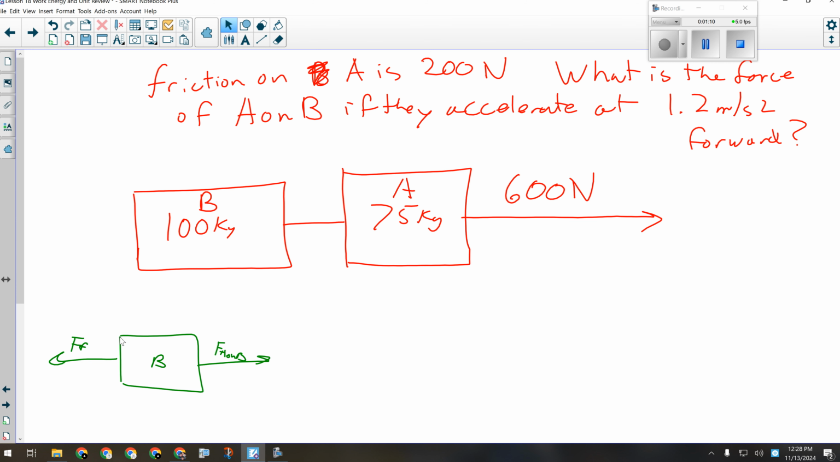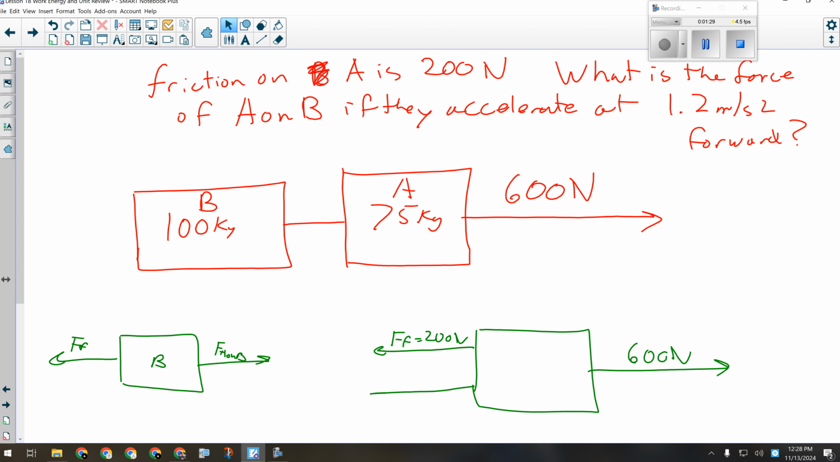Force of B on A. The force of B on A, which I would use box A to get. Box A is better because I know all of the forces acting on box A. I know it's being pulled this way by 600 newtons. I know that the force of friction is 200 newtons.